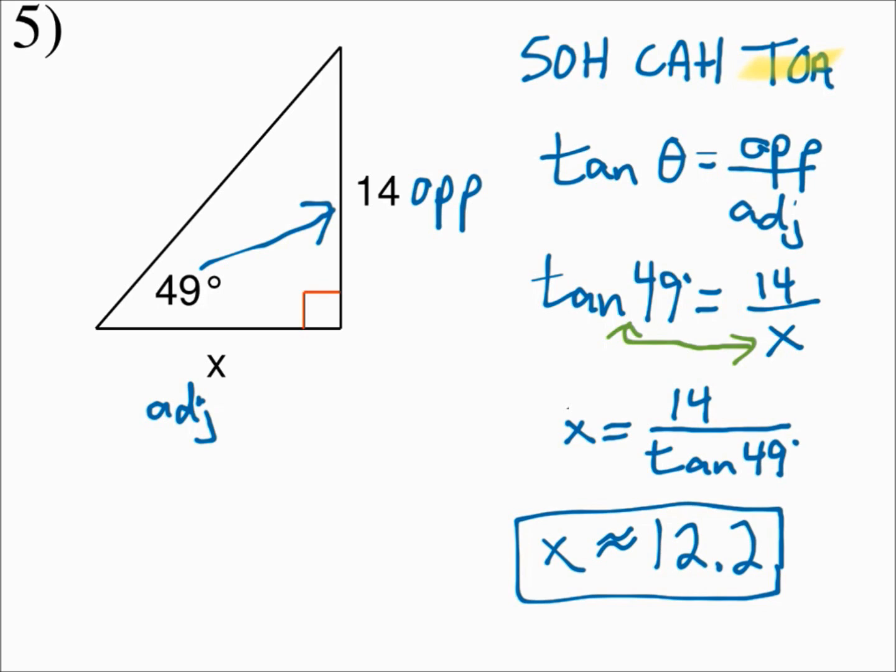Is that a logical answer? One side is 14. Another side that's a little bit shorter than that is 12.2. Logical? Sure it is. Identify opposite, adjacent, and hypotenuse. Determine whether to use sine, cosine, or tangent. Substitute in and solve.